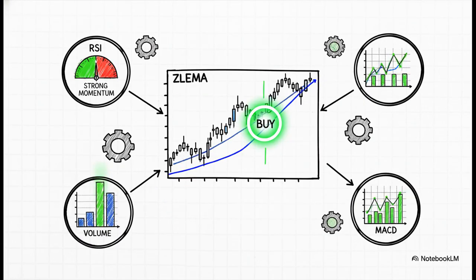But, and this is probably the most important takeaway, ZLEMA should not be used in isolation. I really have to stress that. Because it's so sensitive, you need to confirm its signals. Smart traders will pair it with other indicators, maybe something like the RSI for momentum, or volume to confirm a breakout. You want another tool to say, yep, I see what the ZLEMA sees.